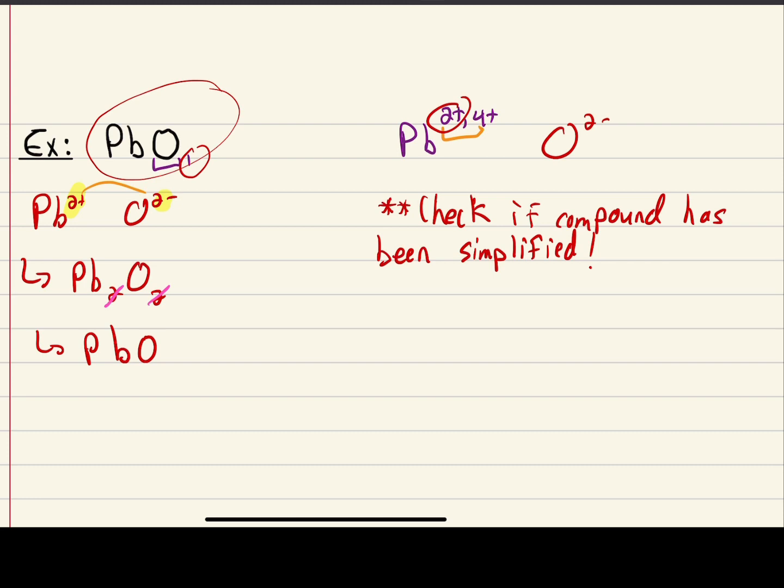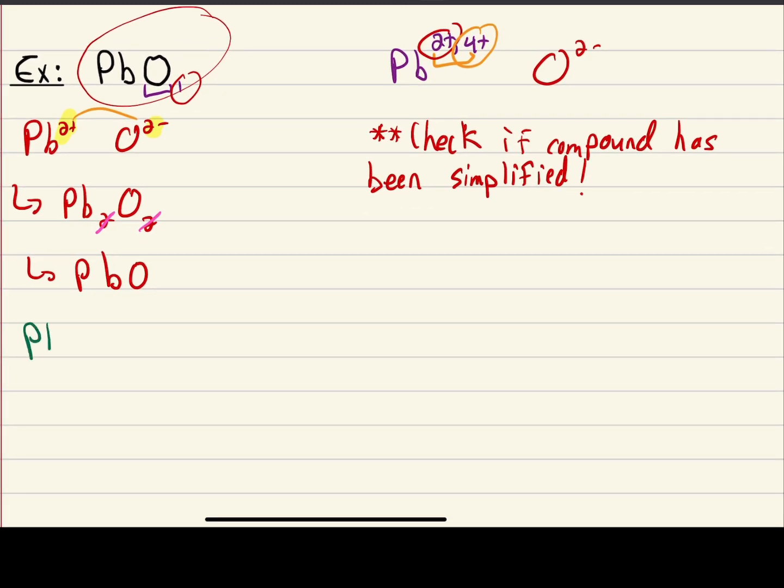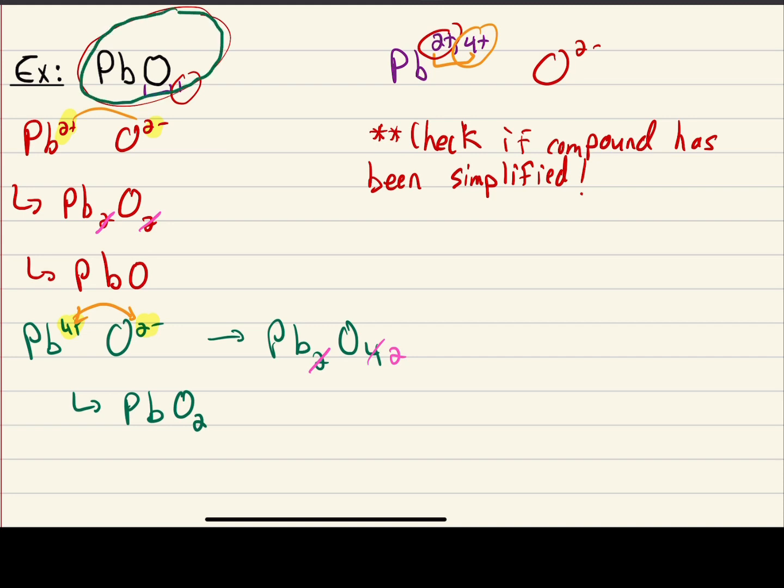Now, let's say we were to use the other one instead. So let's say I decided to choose 4+ first in order to test this out. And so I go Pb4+, and then of course it's O2-. So here, we're going to swap these, and we would end up with Pb2O4. Once again, we'd have to simplify these, and that would simplify into 2 divided by 2 is 1, 4 divided by 2 is 2. And so my final chemical formula, if I had used Pb4+, would be PbO2. But the one we're asking for is PbO.